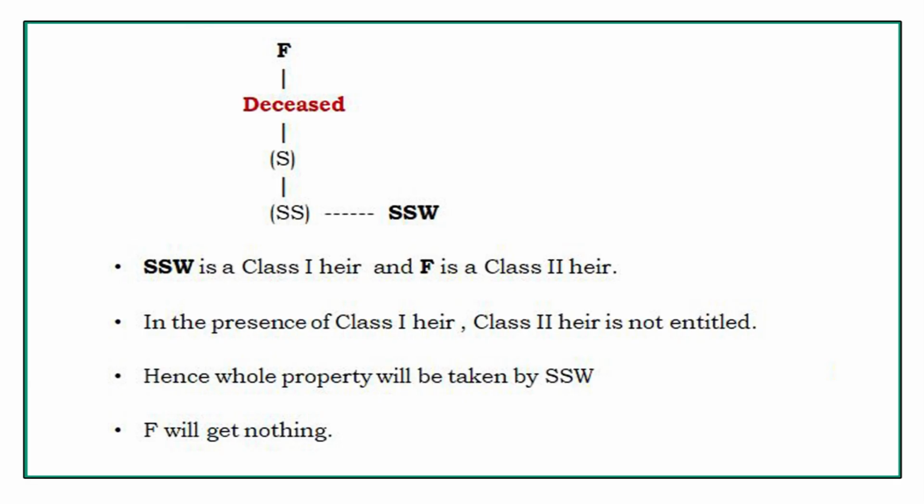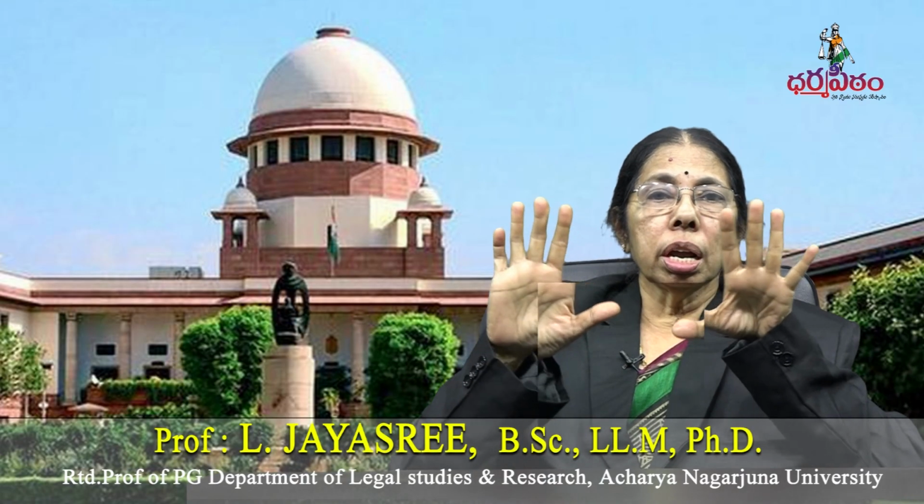The father is very close to the intestate. Actually, when compared to the son's widow, the father is very close. But still the father is among the class 2 heirs because he was in the list of class 2 heirs, and SSW was included in the class 1 heirs. When a class 1 heir is there, class 2 will get nothing, so the father will get nothing. The whole property will be taken by the son's widow. So these are the class 1 heirs.